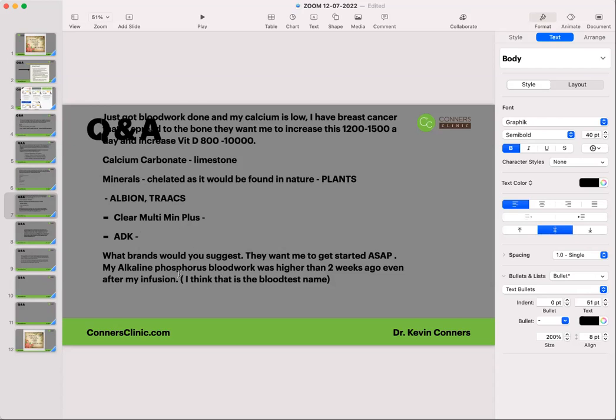My alkaline phosphatase blood work was higher than 2 weeks ago, even after my infusion. So your infusion will not typically reduce alkaline phosphatase levels. Alkaline phosphatase is produced by your liver, so it can be due to liver congestion, but it's also produced if there's bony lytic destruction of bone in the case of metastasis to the bone. So if the alkaline phosphatase is elevated, it's due to the metastasis to the bone. It typically will not be reduced through infusion; an infusion to increase your hemoglobin is not going to help with your alkaline phosphatase levels.